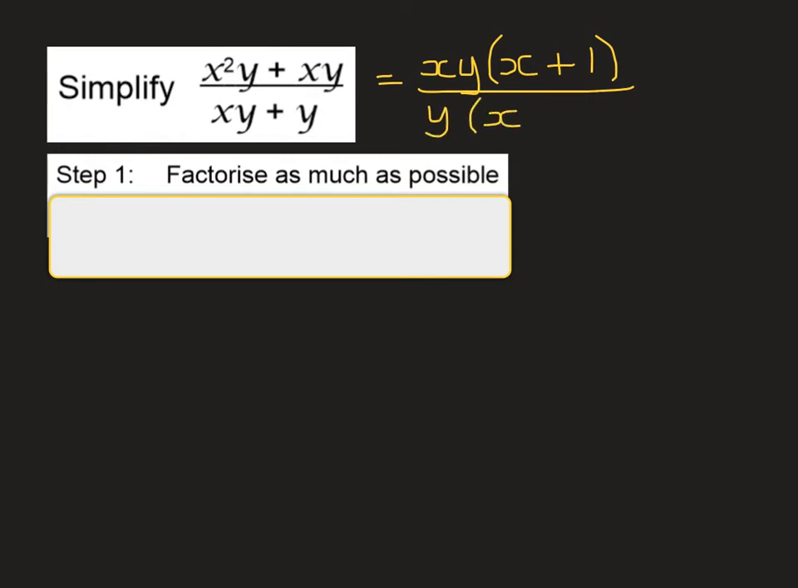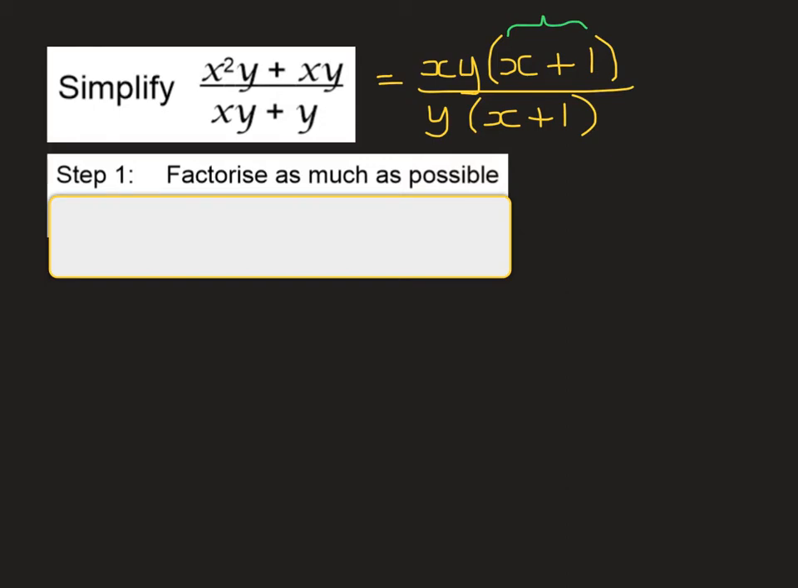X plus 1. Oh, and look at that, we've got a common factor. So we didn't really look at this last time, but we can treat this as an individual unit, just as if it was a letter. So we could imagine that as xyz over yz, because it's xy times that bracket, and it's y times that bracket. So we can actually just cancel that down.